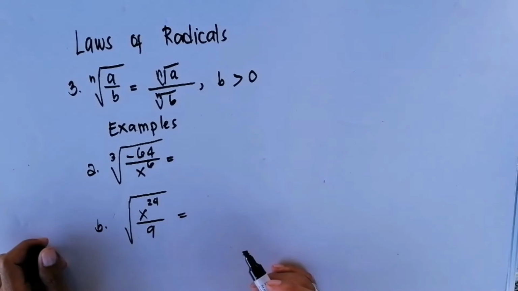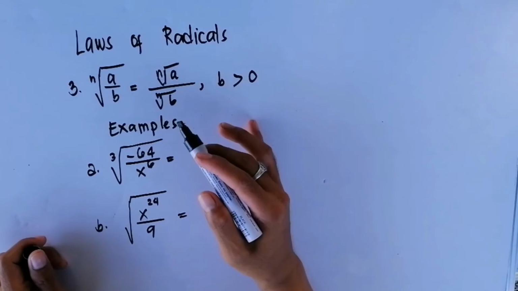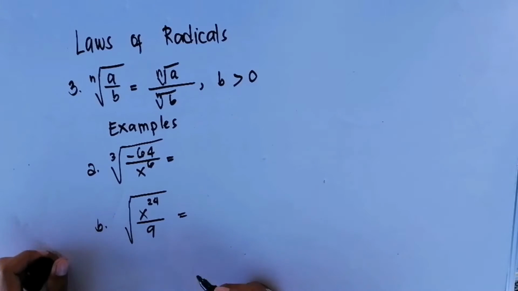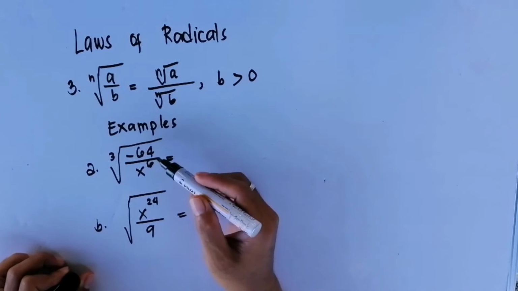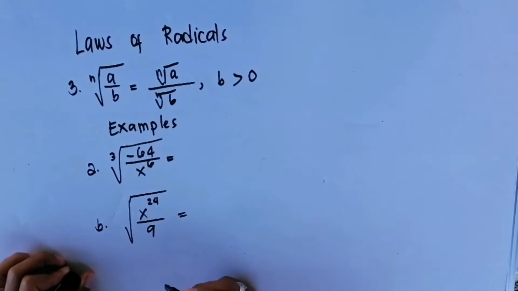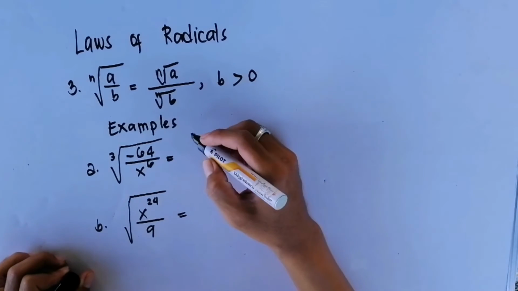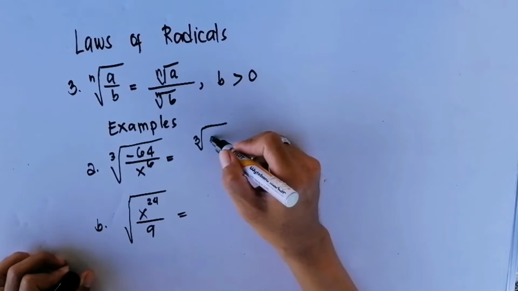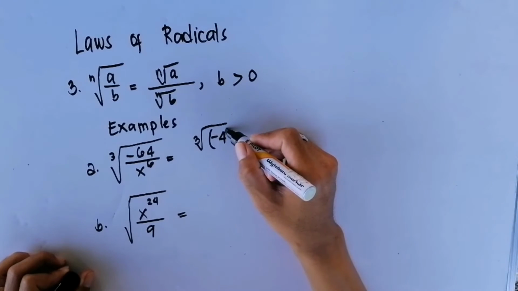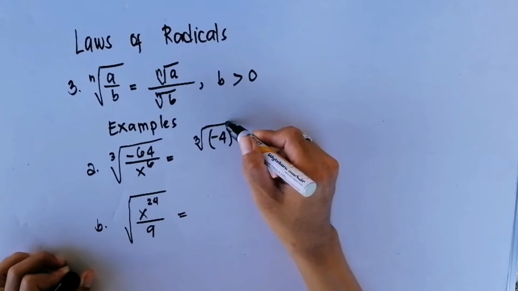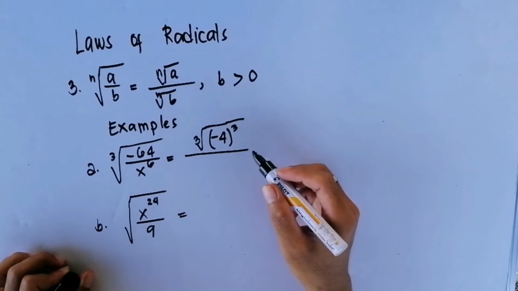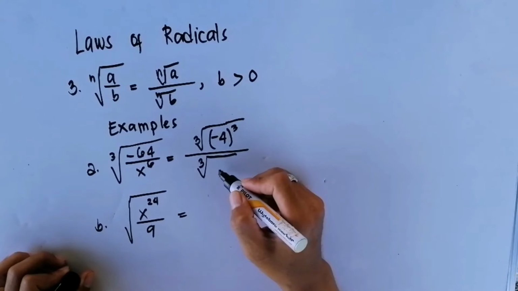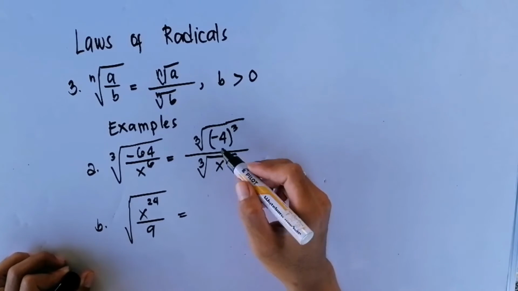For number 3, the nth root of a over b equals the nth root of a over the nth root of b, where b is greater than 0. Examples. For A, we have the cube root of negative 64 over x raised to 6. So that is the cube root of negative 4 raised to 3 over the cube root of x squared raised to 3.